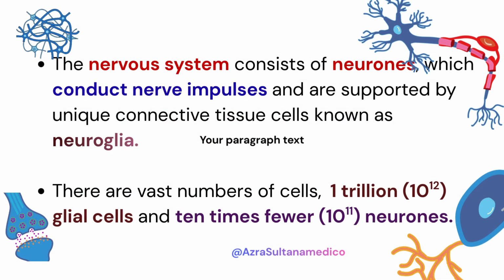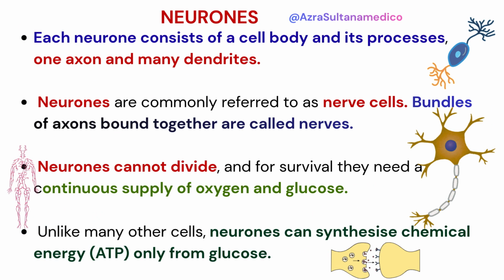The nervous system consists of neurons, which conduct nerve impulses and are supported by unique connective tissue cells known as neuroglia. There are vast numbers of cells: 1 trillion (10^12) glial cells and 10 times fewer (10^11) neurons. Neurons. Each neuron consists of a cell body and its processes, one axon and many dendrites. Neurons are commonly referred to as nerve cells. Bundles of axons bound together are called nerves.